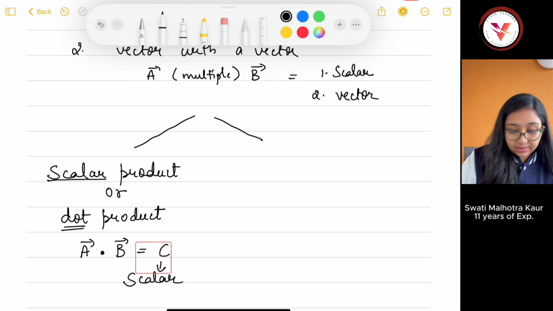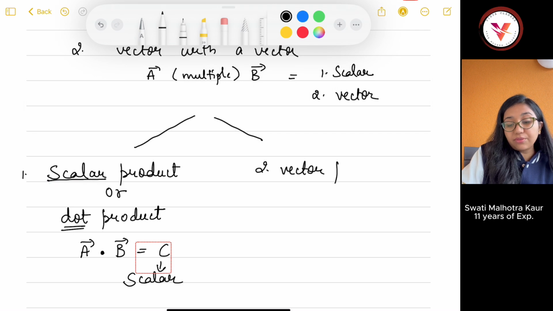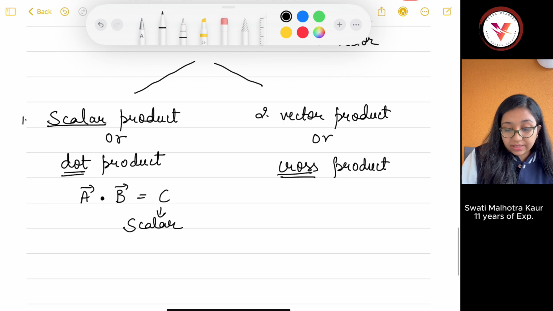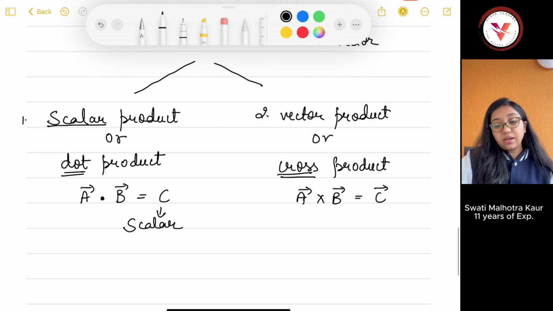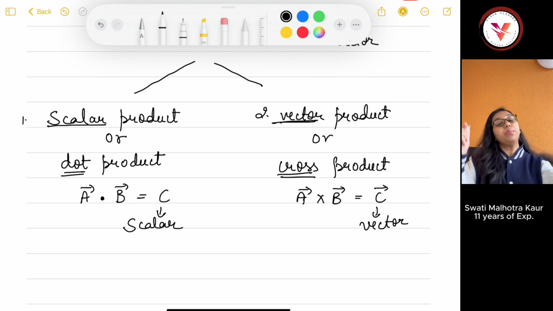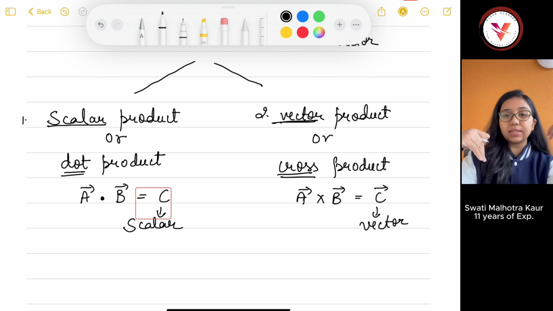And the second is your vector product, in which you get a vector, or you can say a cross product. Because it is a cross, you have to put a cross here. That is a vector cross b vector, and you get a vector here. That is why it is called a vector product. So in the vector product, the result is a vector, and in the scalar product, the result is a scalar.